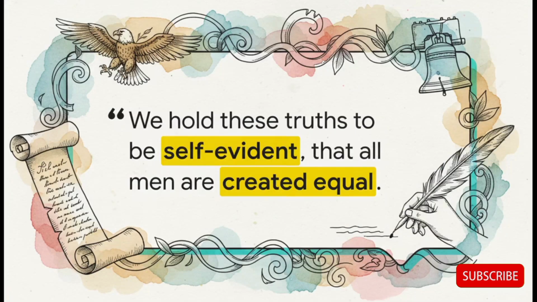Now, consider this required reading for any student of history. Drafted primarily by Thomas Jefferson and adopted on July 4, 1776, the Declaration of Independence boldly stated, "We hold these truths to be self-evident, that all men are created equal, that they are endowed by their Creator with certain unalienable rights." I'll just pause and let the gravity of those words sink in for a moment.